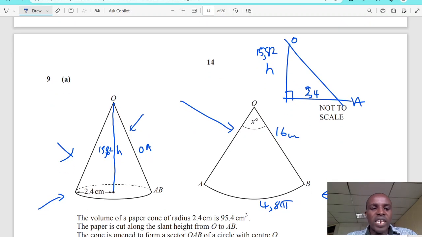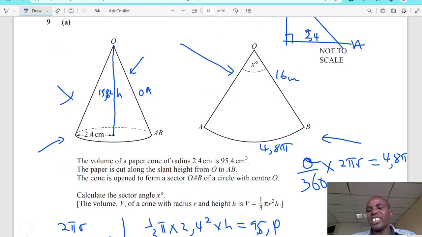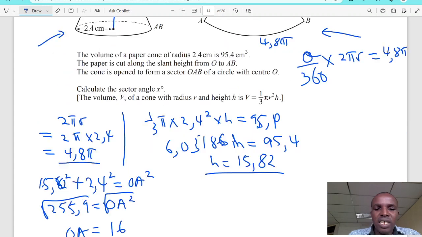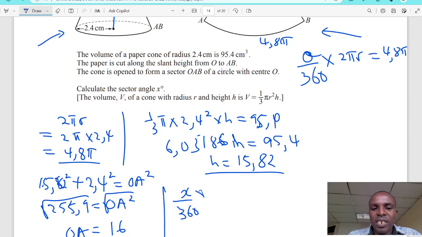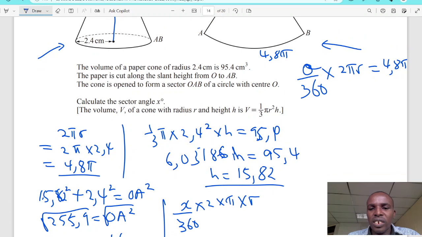Right now, what do you have to find? We want to find the value of angle X. So arc length AB is 4.8 pi. You can just use that one, right? Arc length is theta over 360 times 2 pi r or times pi d is equals to 4.8 pi. Like this. What is my theta? It's X. So I can write it as X over 360 times 2 times pi times r. What's the radius? I have it now. 16. Do we have squared? No.